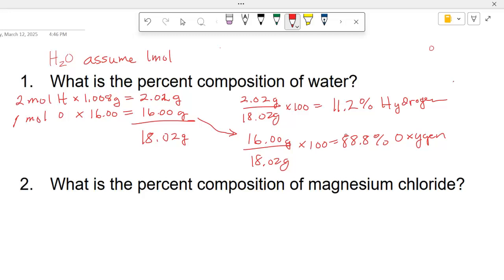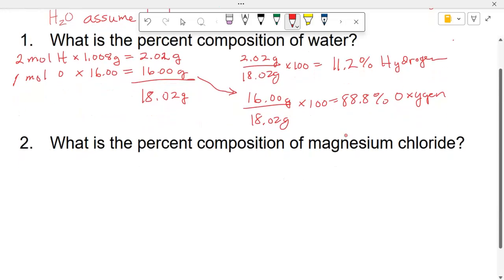elements in the compound. So however many elements we have, if we add them all up, all the percentages, they should come out to be 100. And you can see here, these do come out to be 100. If you add these two together, they'll come out to be 100%. So that's a good sign that we did it right.